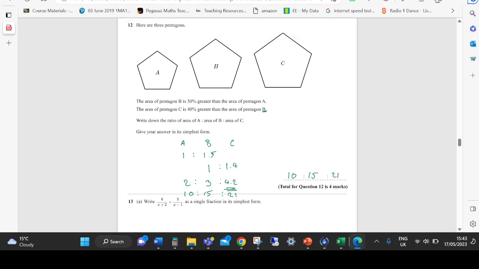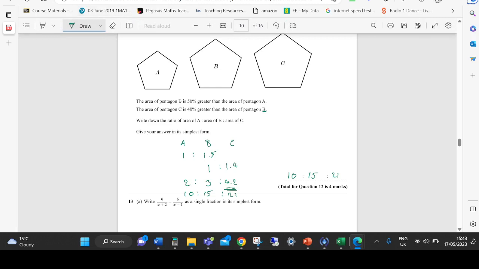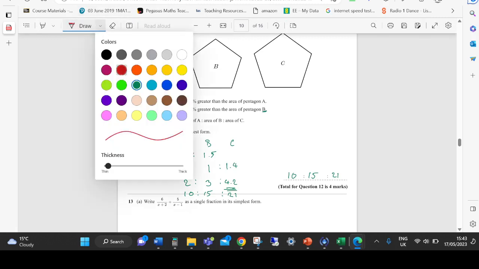So that's not necessarily the only way you could do it. That's the way I would probably do it though. Let's see, mark scheme, I might pick up a better method. Okay, so they have suggested an interesting, I don't think it's a better method.